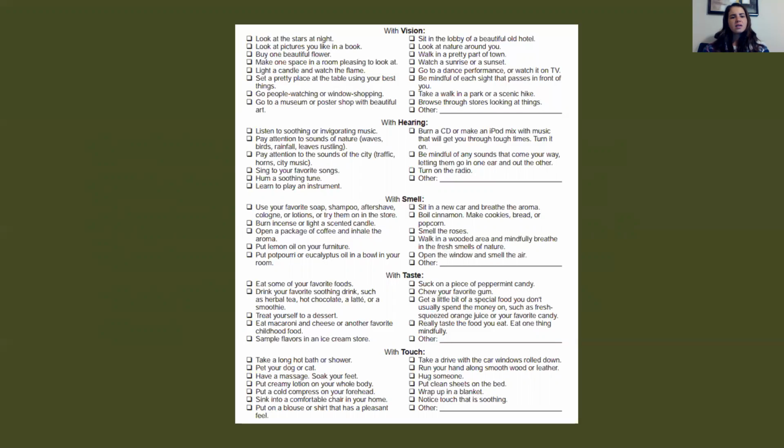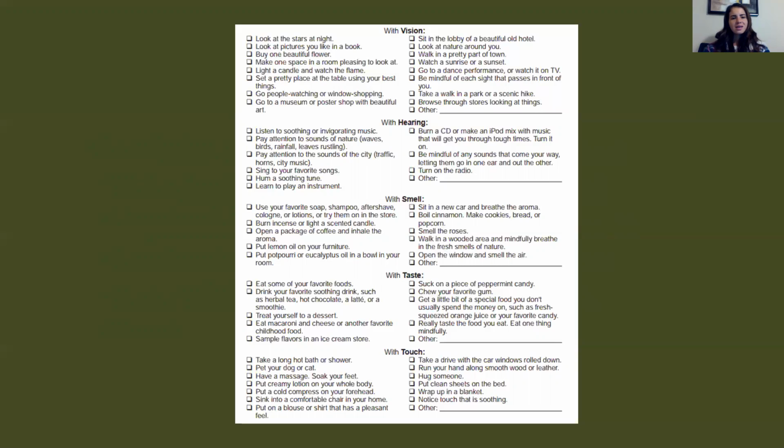With hearing, listening to soothing or invigorating music. Maybe listening to sounds of nature, whether that's actually going into nature or just listening to them on a CD or online. Making your own mix, right, with technology. So maybe you make a playlist on your phone or your iPod, turning on the radio. With smell, maybe you go and find that perfume you really love, like the one you wear for special occasions, and you smell it, or maybe you have a favorite candle. Going outside and smelling the flowers and the roses, literally, you can combine that one with the sight and hearing.